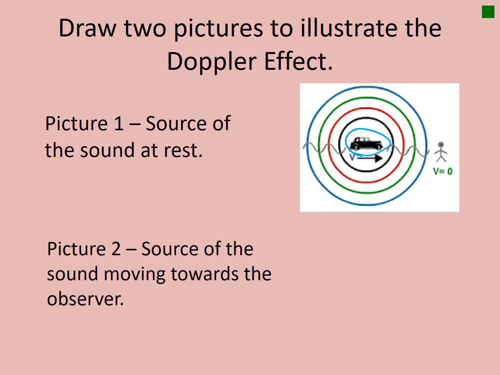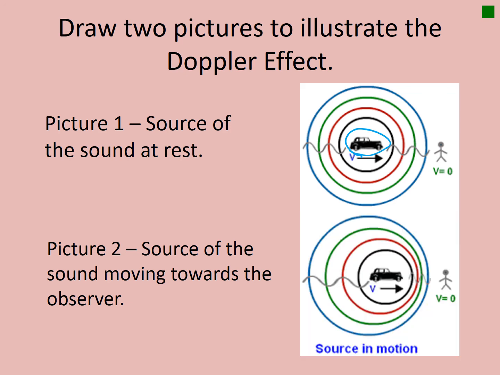Now picture 2: the source of the sound is moving towards the observer. The observer is standing still and the ambulance is coming closer. Would you notice a difference in that sound if you were standing still and a fire truck was coming towards you? From your experience, I hope you would notice some sort of change. The sound waves are going to bunch up, which means you have a shorter wavelength and a higher frequency. So it would look like this, with the observer here. Notice that it is shorter wavelengths and more frequent.